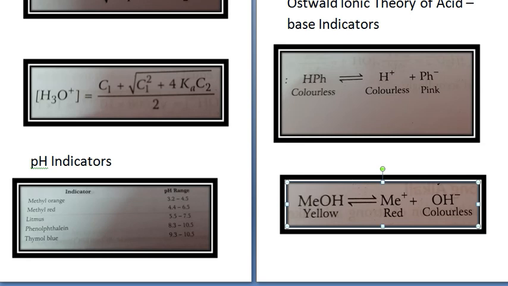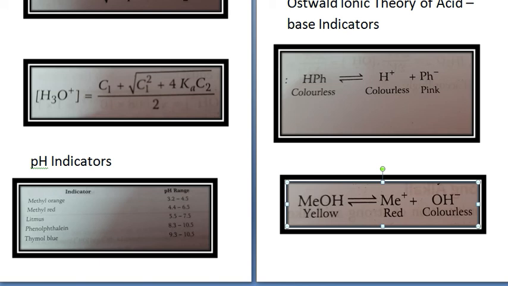So normally the indicators which we use are methyl orange, when the pH is in the range of 3.2 to 4.5, color changes from red to yellow. Methyl red for pH range 4.4 to 6.5, color changes again red to yellow. Litmus pH range 5.5 to 7.5, color changes red to blue. Phenolphthalein 8.3 to 10.5, color changes from colorless to pink. And thymol blue 9.3 to 10.5, color changes colorless to blue.